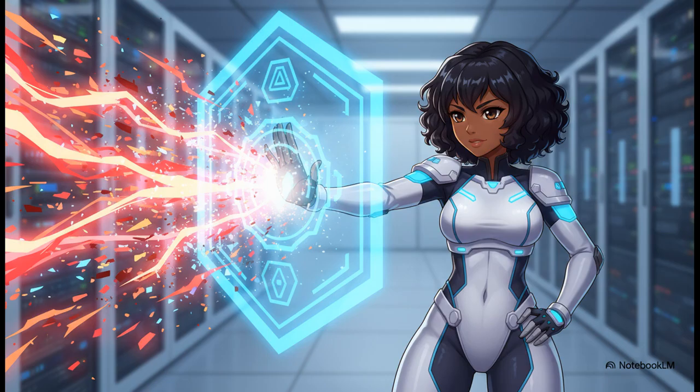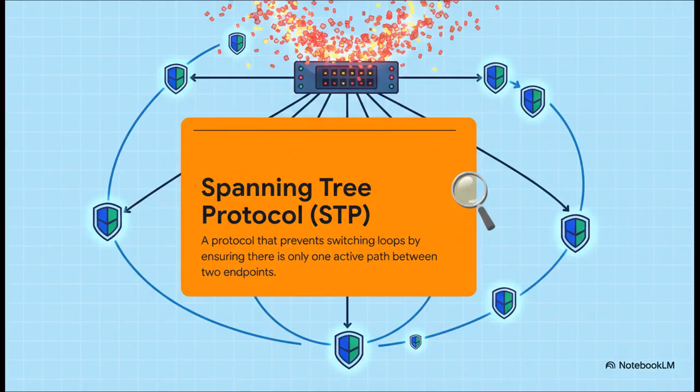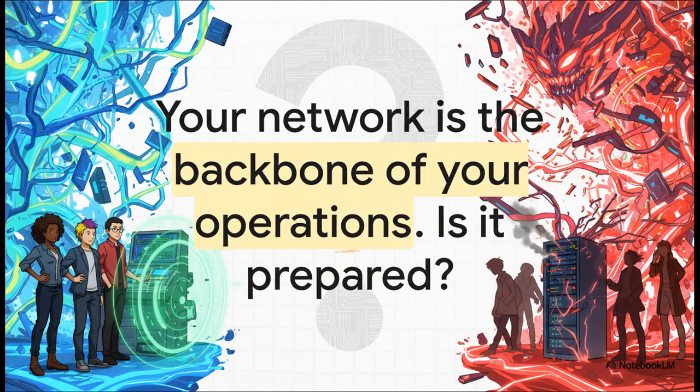Okay, so how can we actually defend our networks from this kind of meltdown? Your best bet is a layered defense, but there's one tool that's absolutely crucial: STP. STP is your number one defense. It's literally designed to find these loops and block them. Think of it like a traffic cop, making sure there's only one active path open at a time. So the big question is, is your network, the backbone of your operations, actually prepared for the storm?